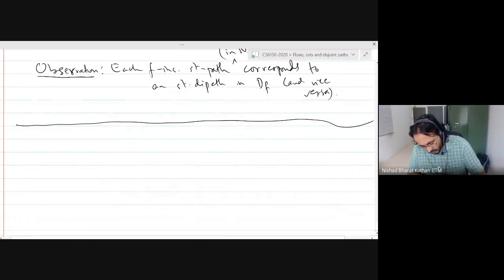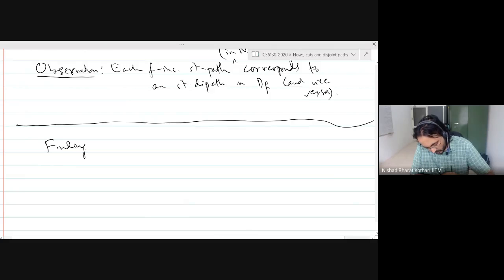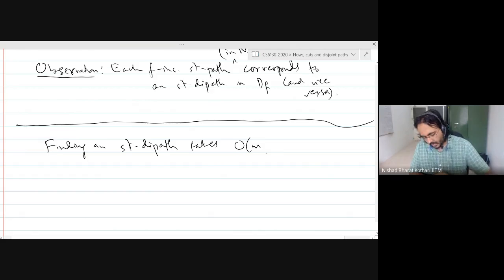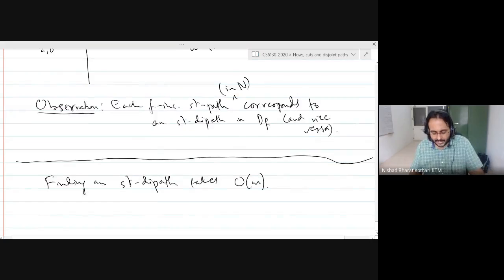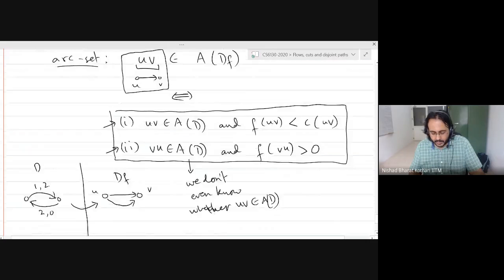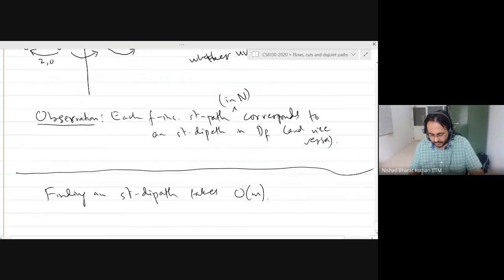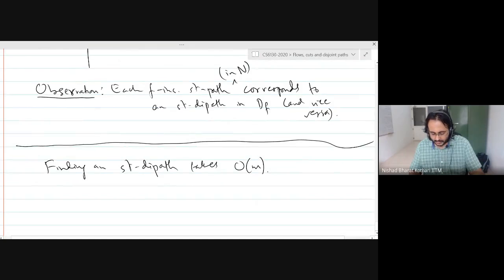So finding an ST dipath takes time order of M. And if you can't find an ST dipath in a directed graph, then you will be able to find an ST dicut in the directed graph. I will leave this to you as an exercise. Apply the breadth first algorithm and see how you will get an ST dicut if you cannot find an ST dipath. Exercise.